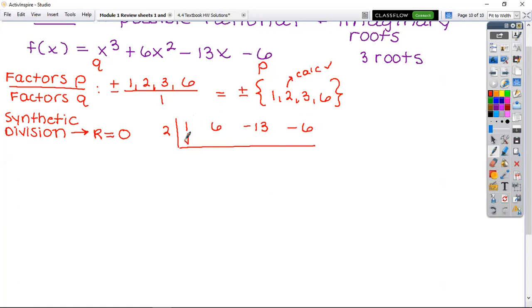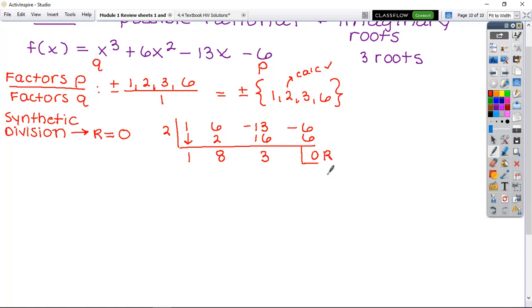So the 1 comes straight down. 1 times 2 is 2. Add and I get 8. 8 times 2 is 16. Add and I get 3. And then 3 times 2 is 6. But again, didn't you kind of cheat a little bit and you knew it was going to work? Yes. So of course that should have worked. We verified it on the calculator.